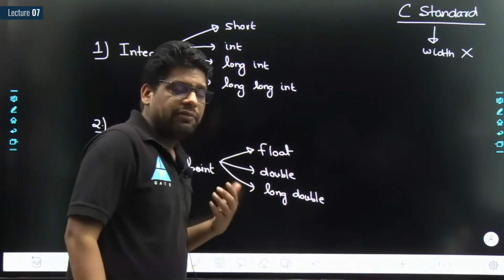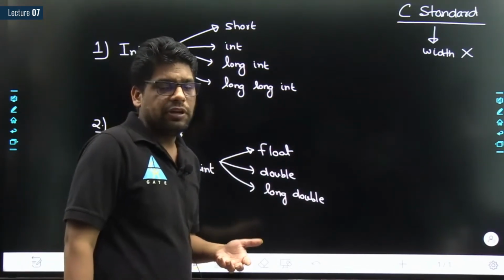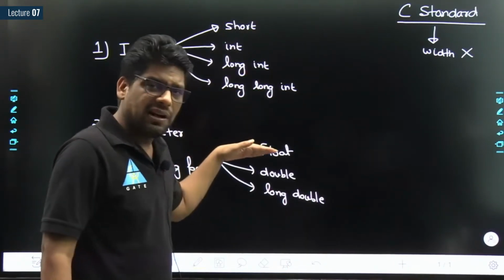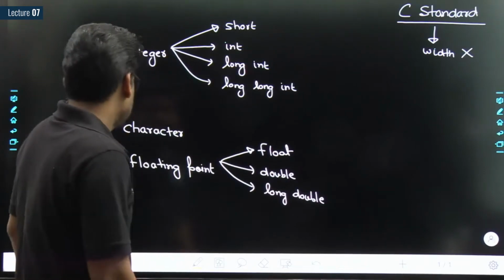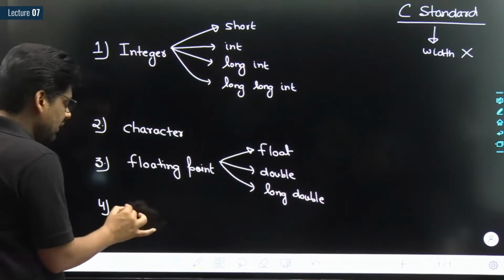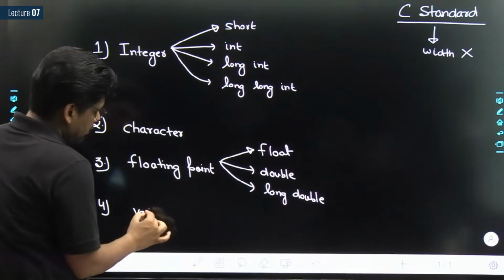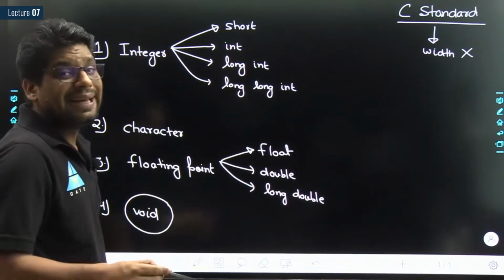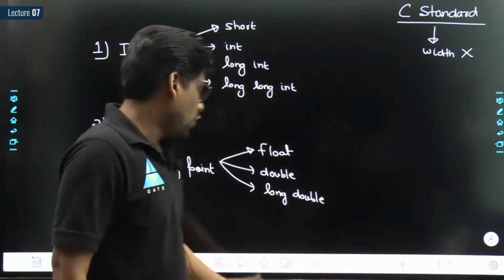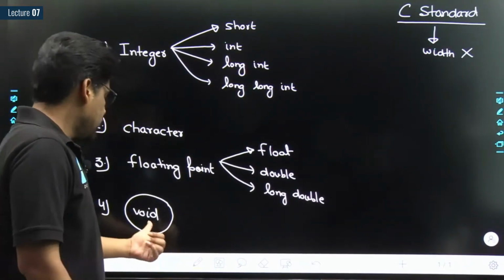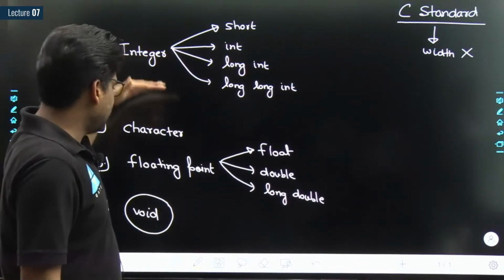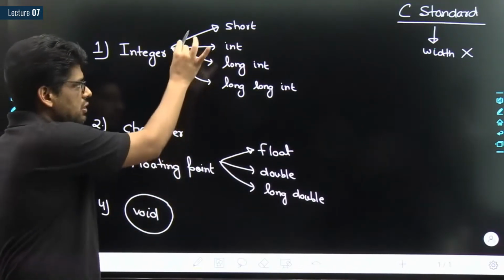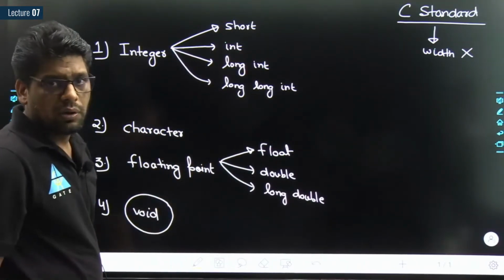When we talk about floating point numbers, we need to talk about something called precision. So, less precision, higher precision. The other data type is void, but we don't use void with data types. We will discuss void in functions. So as of now, integer, character and floating point. These are subclasses of integer. These are subclasses of floating point.